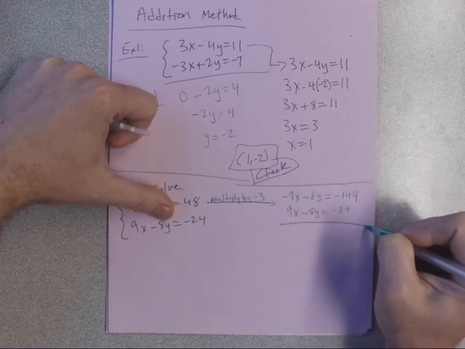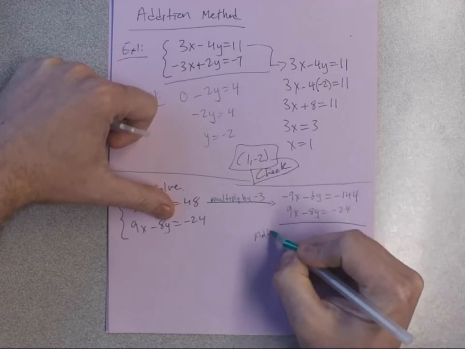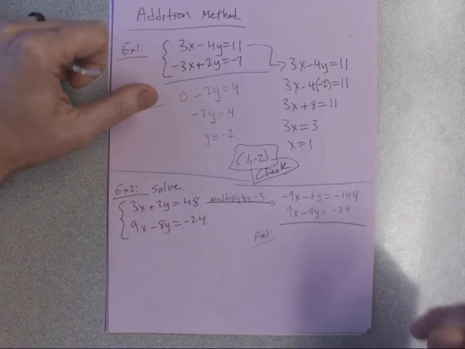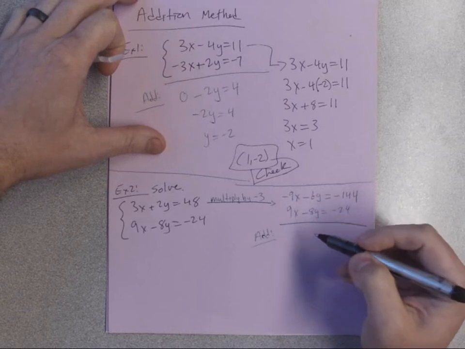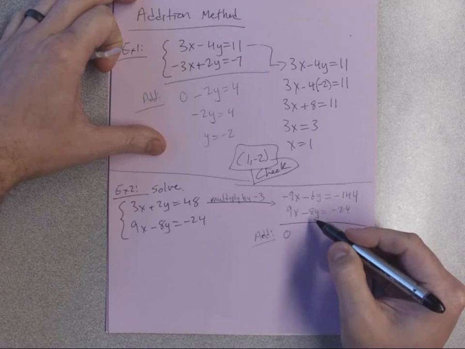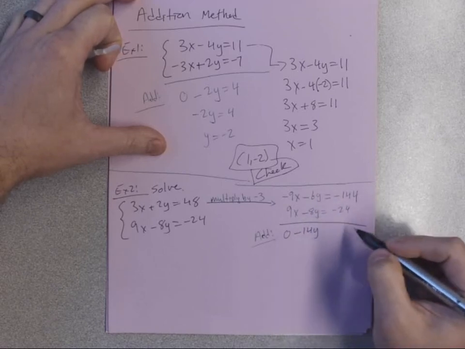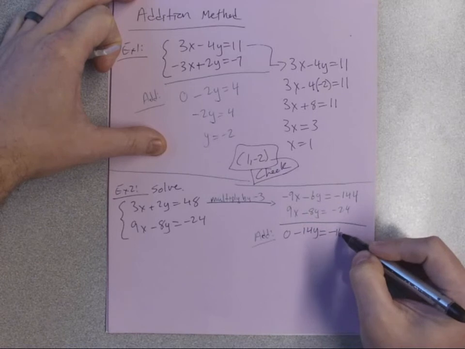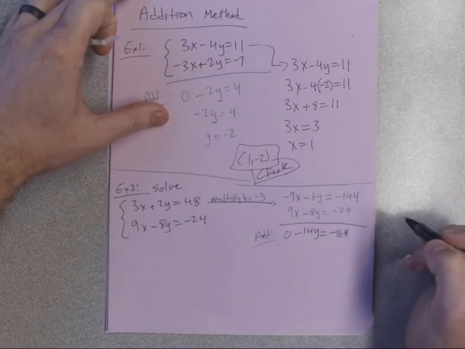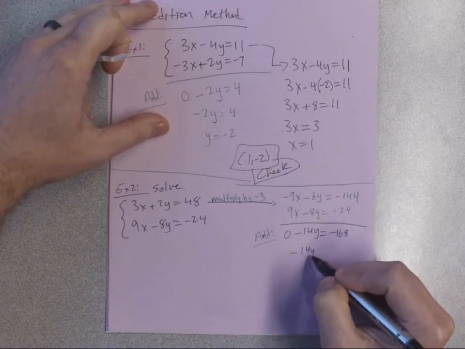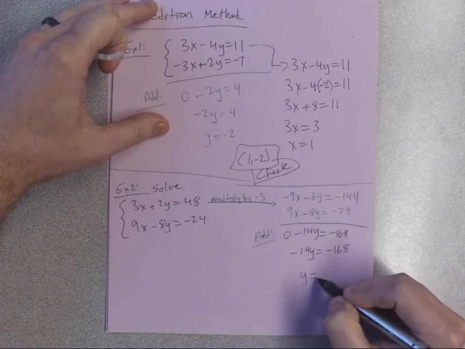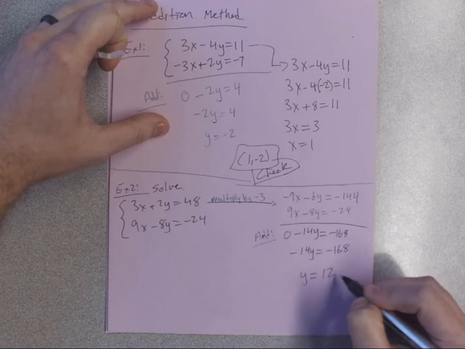Now we can add down. We add the x's, add the y's, and add the answers. Negative 9x plus 9x gives me 0. Negative 6y plus negative 8y is negative 14y, and that's equal to negative 168, adding negative 144 and negative 24. So negative 14y is equal to negative 168. Divide both sides by negative 14, and you get y is equal to 12.